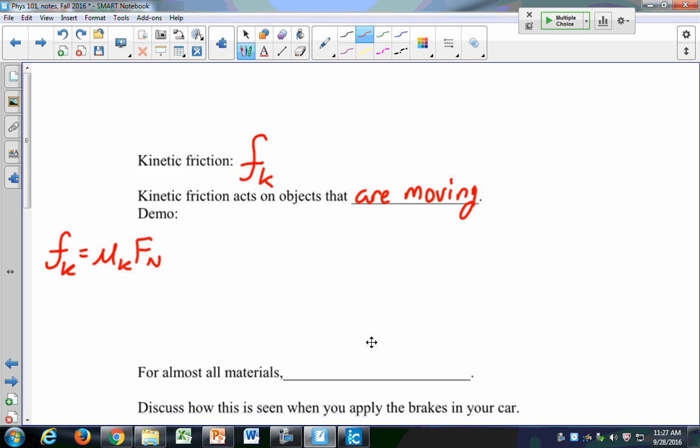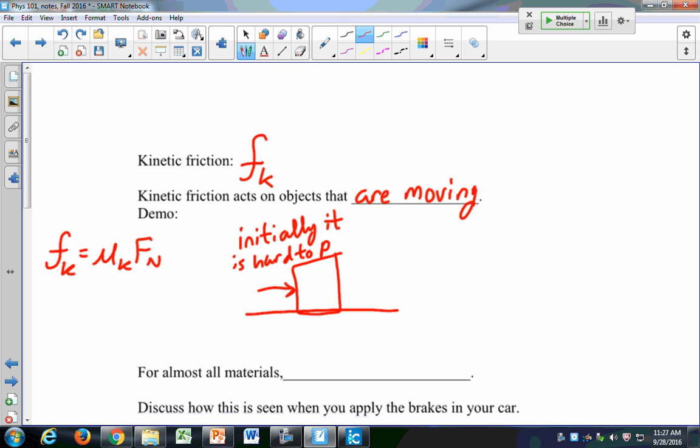You've probably witnessed this. Have you ever moved a big piece of heavy furniture, like scooted it across the floor? If I have big heavy furniture and I push on it in this direction, initially it is hard to push. But after you move it, it is easier to push. It's easier to move after it's in motion.